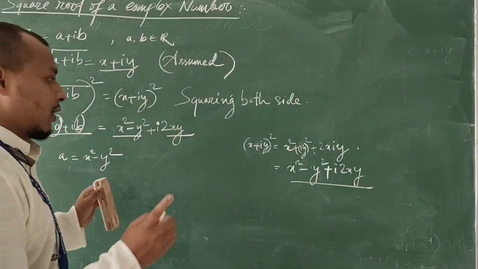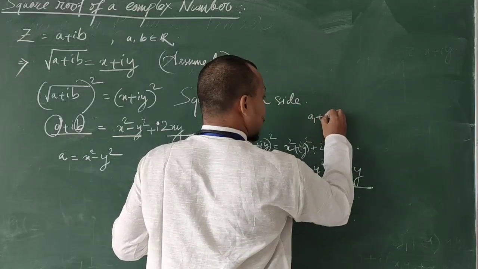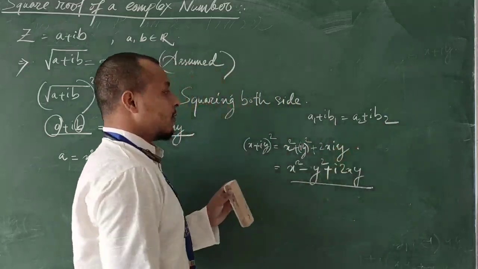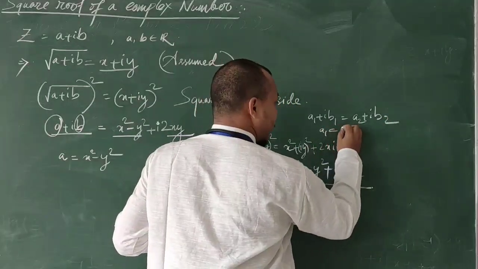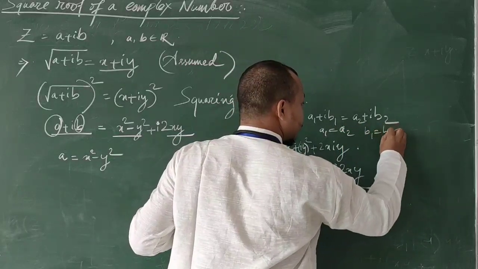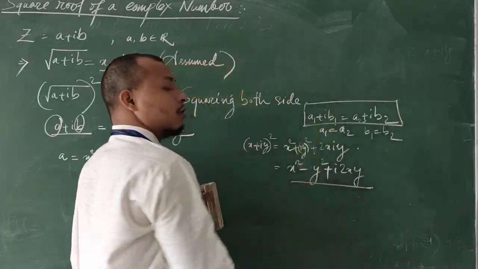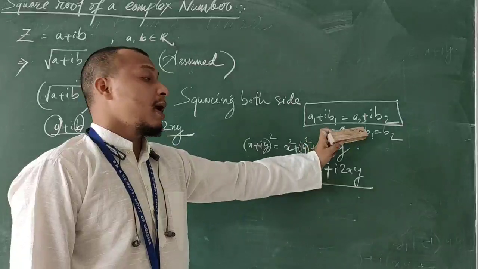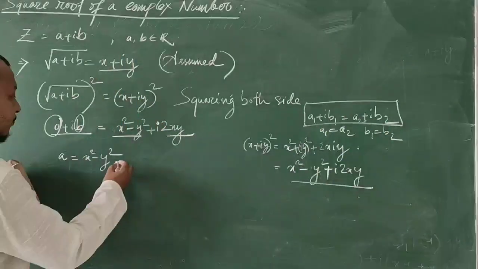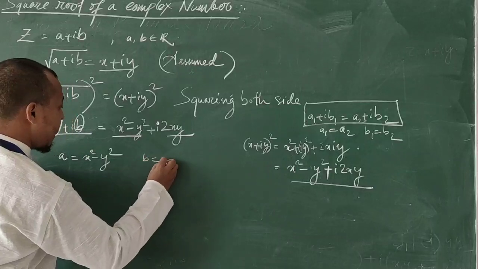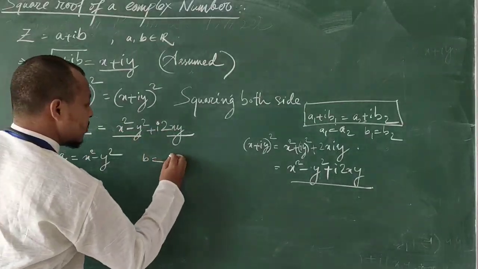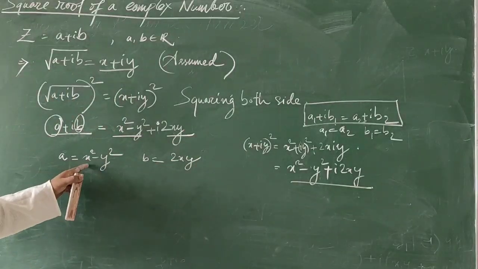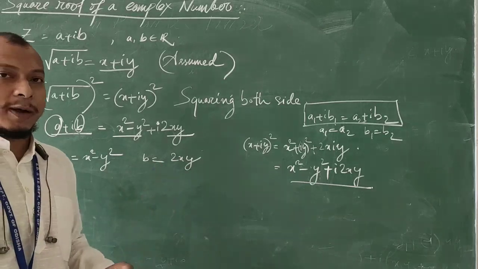One theorem is that if a1 plus ib1 is equal to a2 plus ib2, that means a1 must be equal to a2 and b1 must be equal to b2. Then only you will say that these two complex numbers are equal. Same thing here: b is the imaginary part, so b is equal to 2xy. So you have got a equal to x square minus y square, and b equal to 2xy.